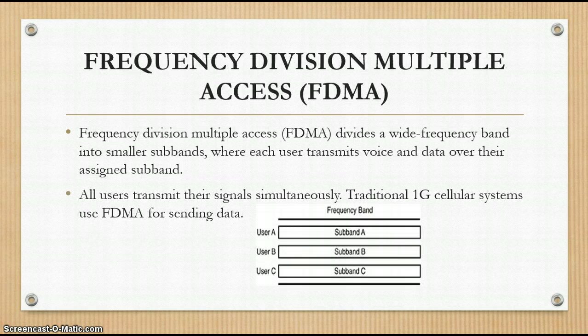For frequency division multiple access, FDMA divides a wide frequency band into smaller subbands, where each user transmits voice and data over their assigned subband. All users transmit their signals simultaneously, as shown in the figure to illustrate this concept. Traditional 1G cellular systems use FDMA for sending data.